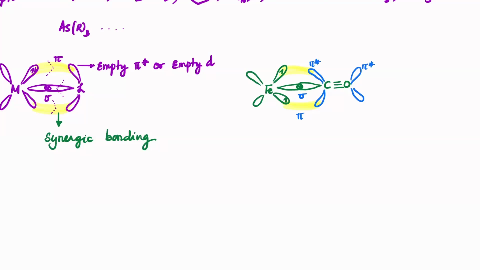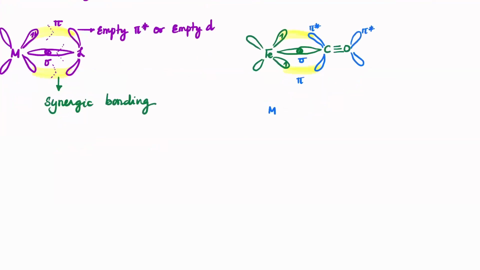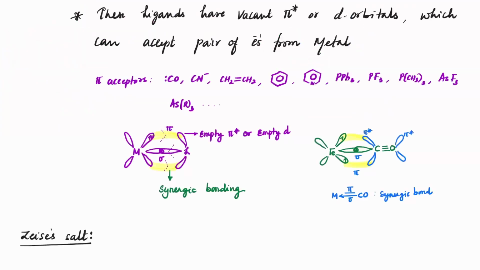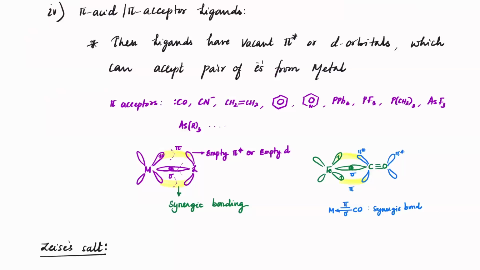So in short, we write it like this. This side we will have carbon monoxide, and then there is a double bond formed, which is pi and sigma. If you notice this kind of representation, that means we are talking about synergic bonding. Clear, everyone? I hope you understood why it is called a pi acid, because it is accepting a pair of electrons in the form of a pi bond from the metal electrons.